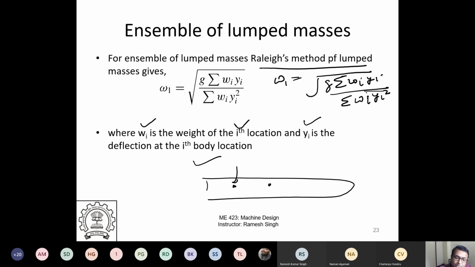So if you have these kind of lumped masses, if you can assume that at this location there is mass w1, w2, this is y1 here, deflection, y2 deflection here. If we can find that there is a lumped mass and the deflections at every lumped mass, I should be able to find out using Rayleigh's method what will be the whirl velocity or what will be the critical speed, right? So this is one way to do it. I'll give you some other methods also and explain how we get the critical velocities.